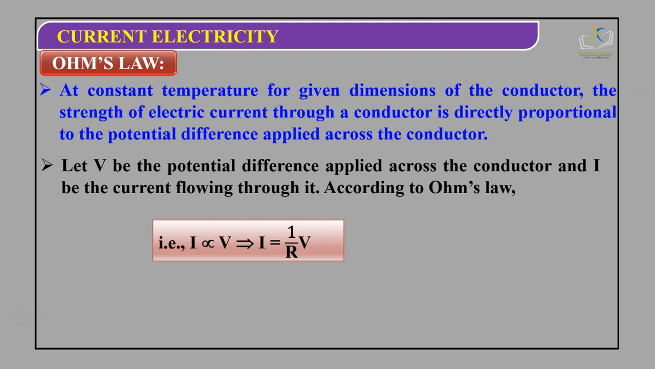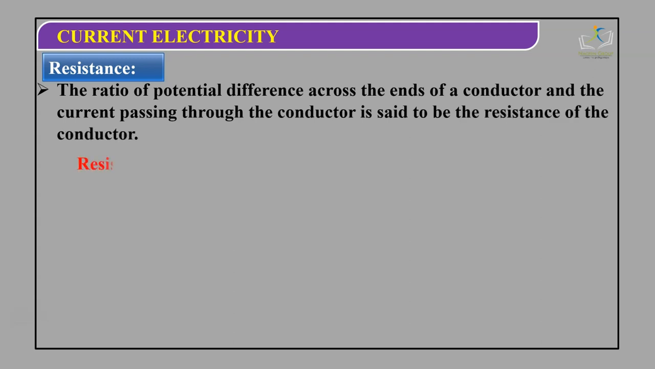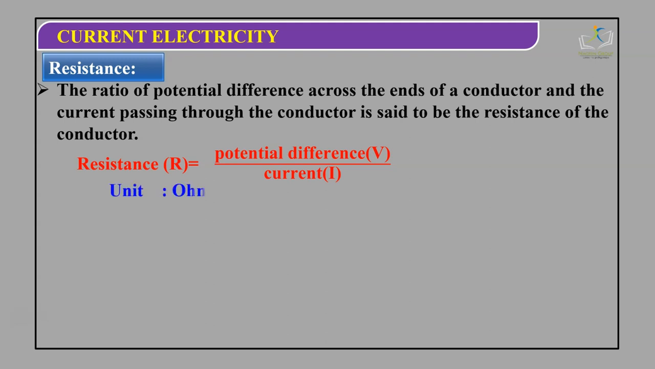So, I is equal to 1 by R times V, where R is the electrical resistance of the conductor. So, what is the resistance here? The ratio of the potential difference across the ends of the conductor and the current passing through the conductor is said to be the resistance of the conductor. That means resistance R is equal to potential difference V divided by current I.